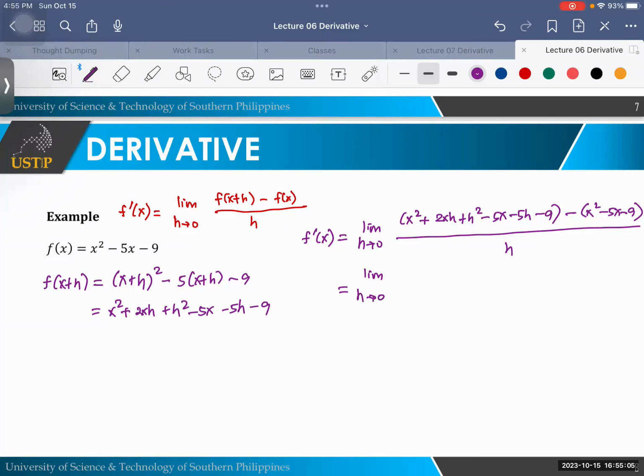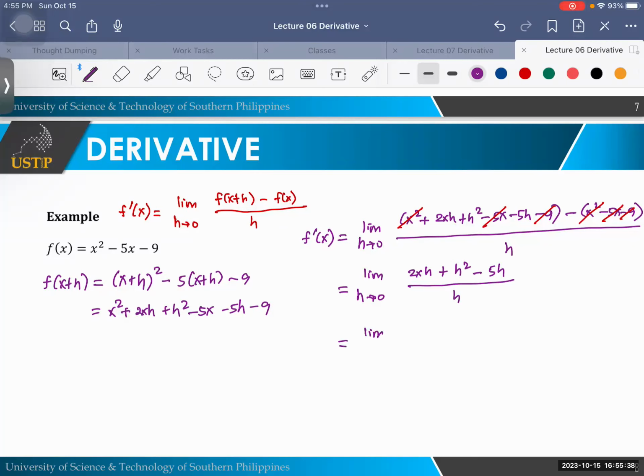Cancel diretso class kay kani siya ma-negative x squared. Kini ma-positive 5x. Kay negative kini siya is ma-positive 9. So, unsay mawala ani? Of course, kani x squared. Okay? Unsa pa? Kining 5x. And then, of course, ang 9. So, ang mabilin sa taas is simply 2xh plus h squared minus 5h all over h.